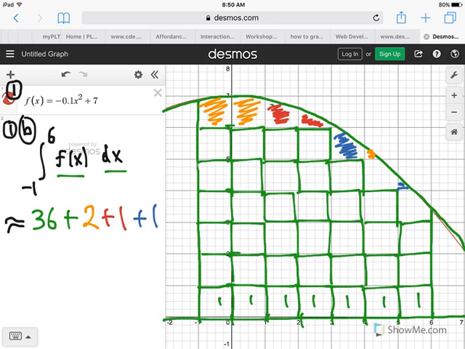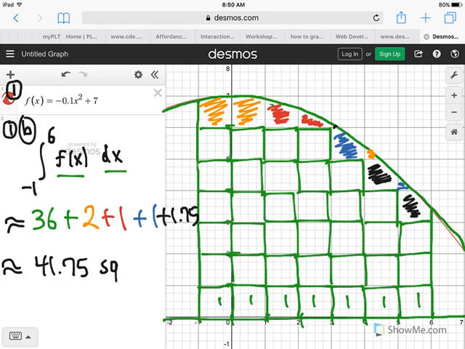And what am I left with? I'm left with maybe just this one here and this one here, this little region here. So that together might be about 1.5, maybe about 1.75, so 1.75. Have I taken care of every little region? It looks like I have. So now this is going to be approximately equal to 36 plus 2 is 38. 38 plus 1 is 39. And then I have 40. And then I have 41.75, approximately 41.75 square units.